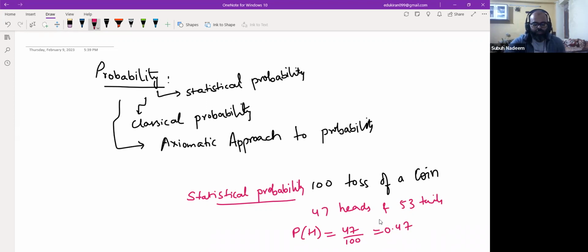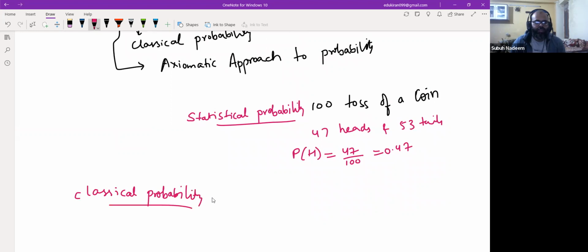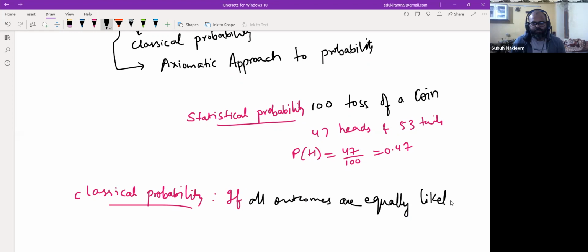But what you said is called classical probability. Classical probability says that if all outcomes are equally likely, the chance of the upcoming head will be 1 by 2, because out of 2, 1 is the chance of head, 1 is the chance of tail. Now this is called classical probability.